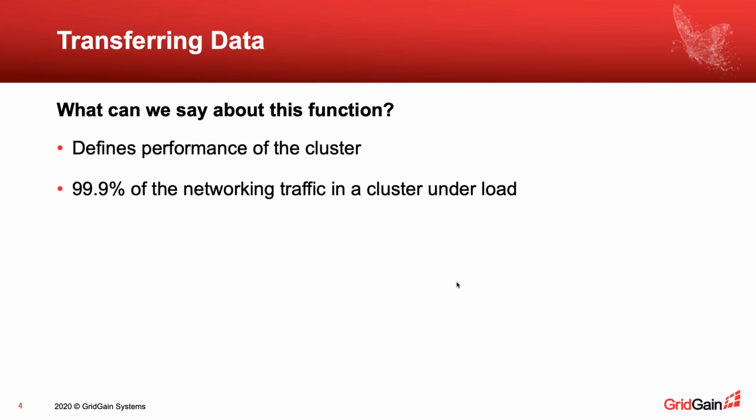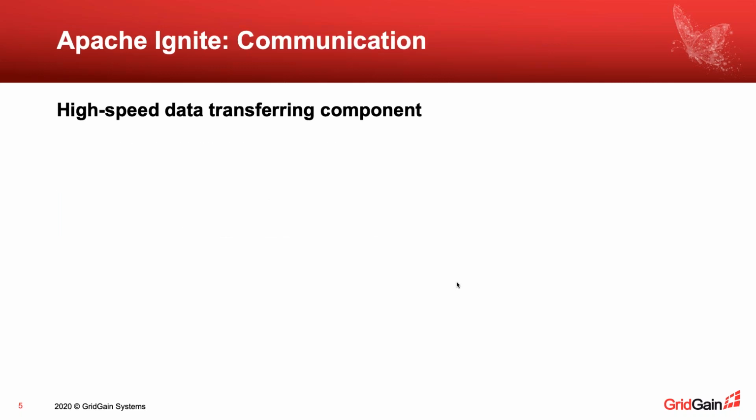So given all that, the key for this function is speed. When we are talking about transferring data in a distributed cluster, we want to do this quickly. And by quickly, we mean both latency and throughput. So we need a component in our distributed cluster which can transfer a lot of data with minimal latency and with maximum throughput. So what can Apache Ignite do for us here? How does Apache Ignite implement this?